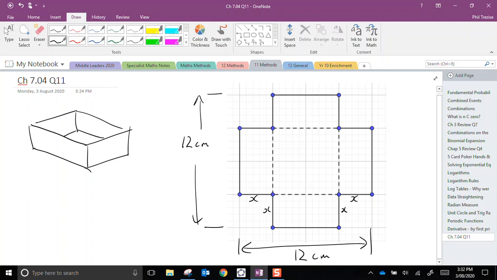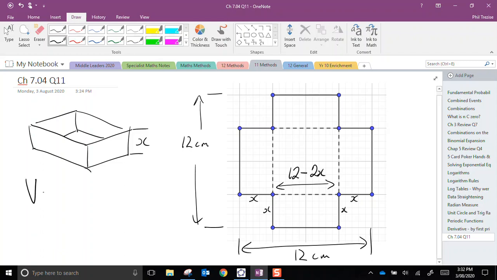Now, what would the dimensions of my box look like? Well, the little edges here, x, they would represent the height of this box, as these rectangles would fold upwards to be the edges, and this square in the middle would be the base. It might be easier to work here. How long is that distance which represents the base of the box? Well, it's all 12, and I've got to subtract x from both sides. So it's 12 take 2x. Now, because it's symmetrical, it's square, the base is a square.